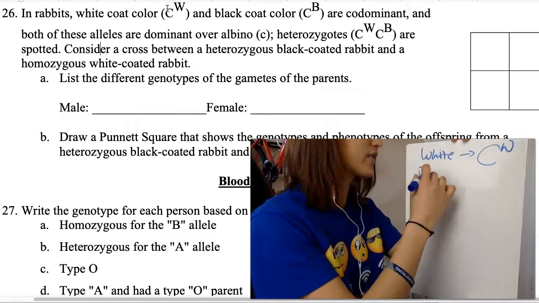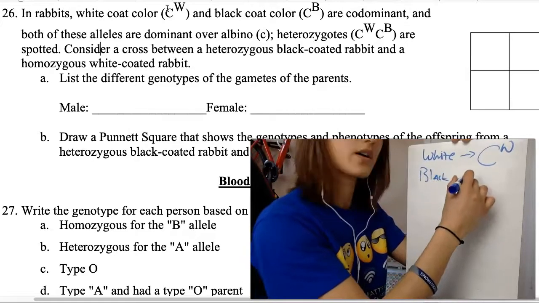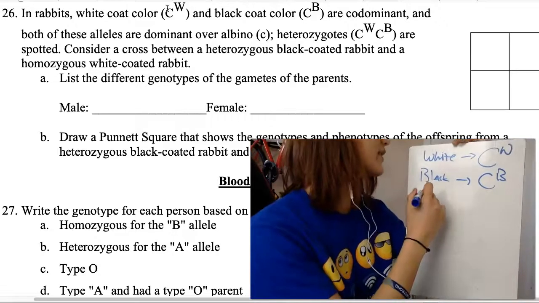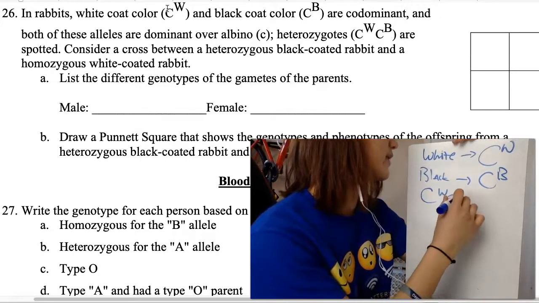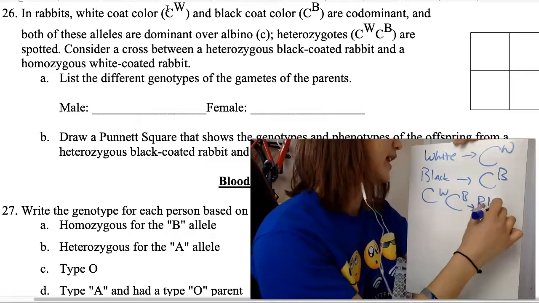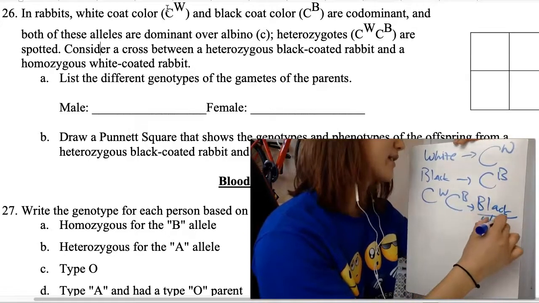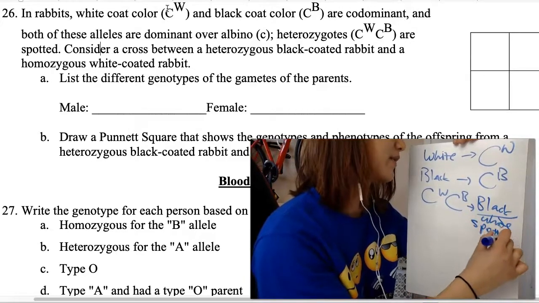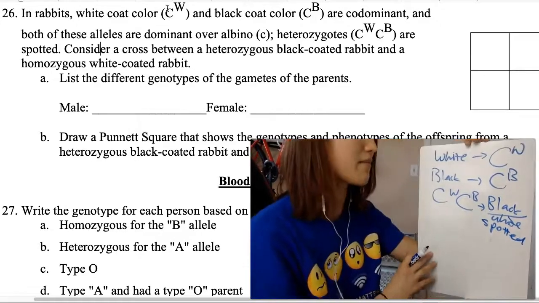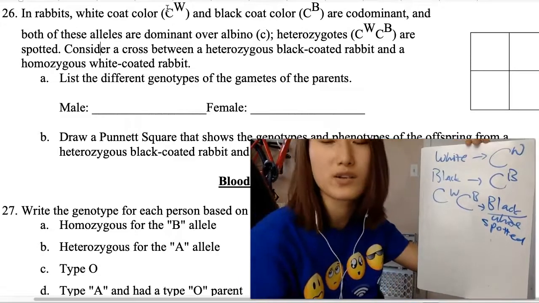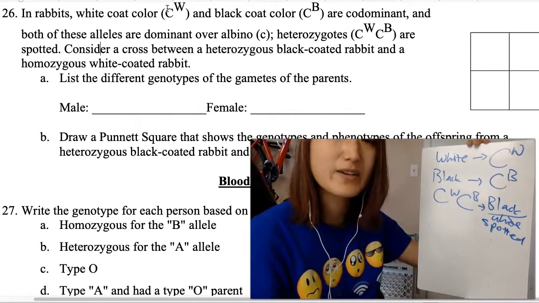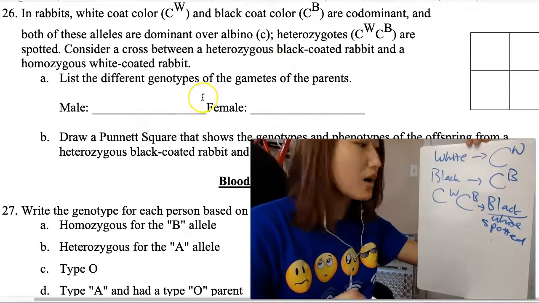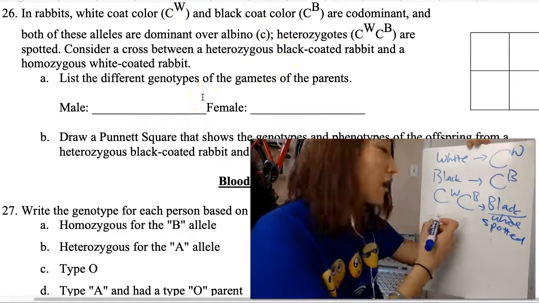We have black coat for big C, big B. Those are codominant. That means if you have CW, CB, you will have black and white. I guess a spotted rabbit. This rabbit is going to get individual black fur and white fur, and you're going to see kind of a black-white rabbit.